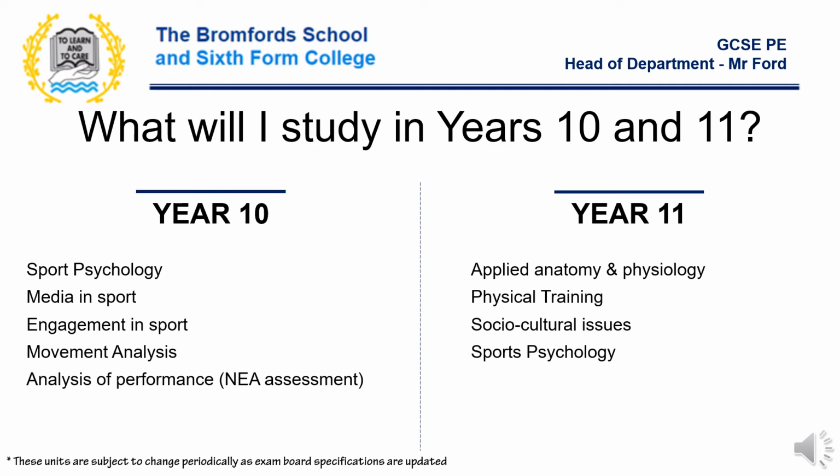Once we get into year 11, this is where we start to gather all that information from year 9 and year 10 and really build and apply it within the key overall themes that we've been looking at throughout years 9 and 10. So we look at that applied anatomy and physiology. We start to delve deeper and link it into more sporting examples and more sporting situations. We look at our physical training and social culture issues and how all of this can be better applied for success within our exam at the end of year 11.